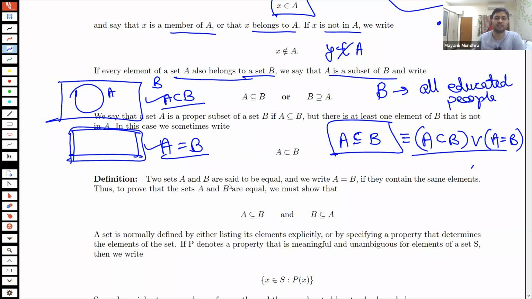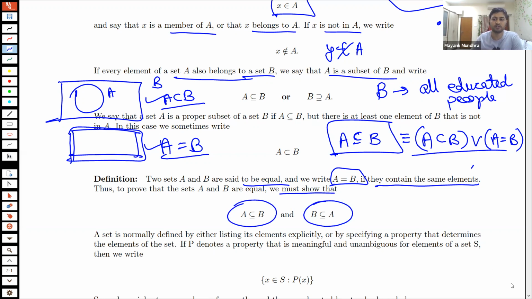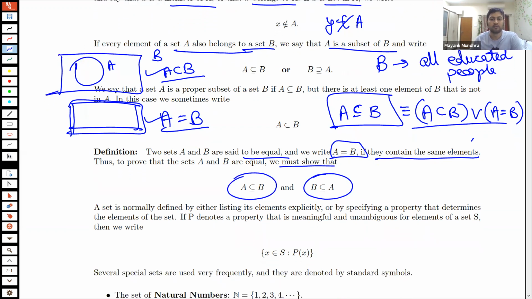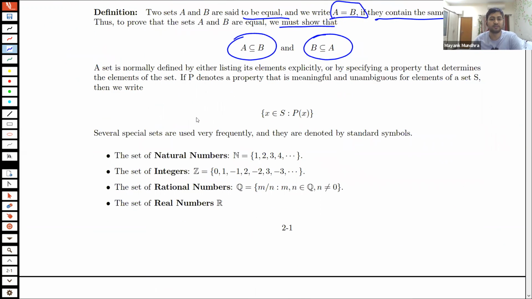Now, two sets A and B are said to be equal. What does it mean for two sets to be equal? They are equal if they contain the same elements. So they should have exactly the same elements. To prove that two sets are equal, we must show that A is a subset of B and B is a subset of A. Right? So if we show both these things simultaneously, we have basically shown that both A and B are subsets of each other, so they both must be equal. All right.